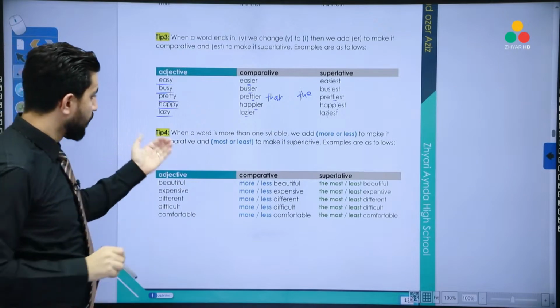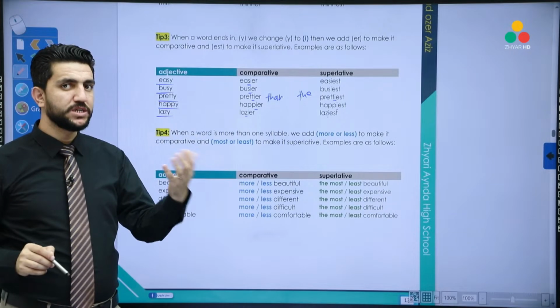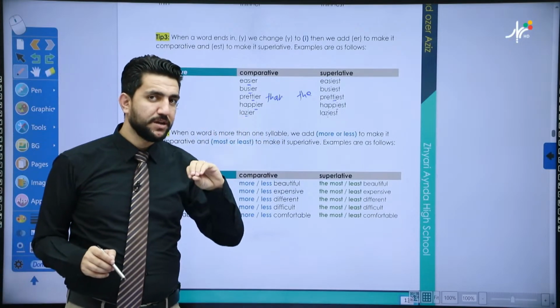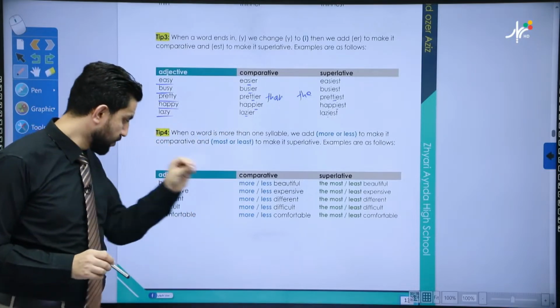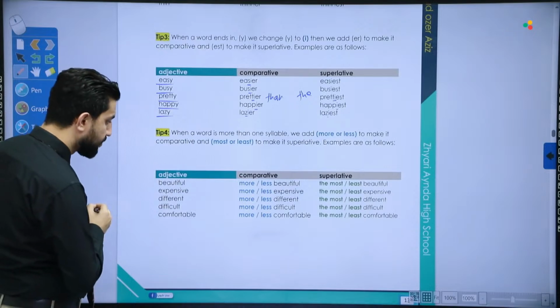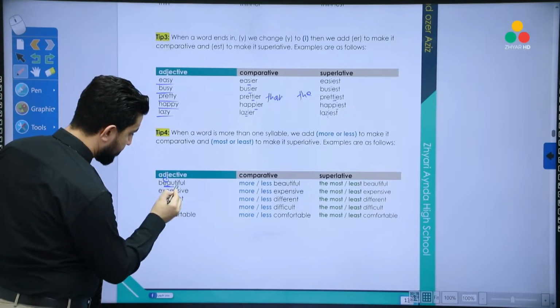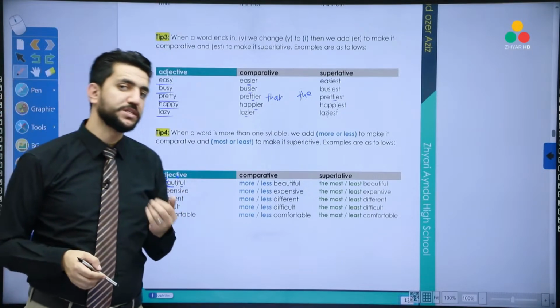Okay, tip number 4. When a word is more than one syllable, we just talked about syllables. More than one syllable, we add more or less to make it comparative, and most or least to make it superlative. So look at here. Is it one syllable or two or more than one? So here we have one syllable here, 2, 3. That means this one is a more than one syllable word.